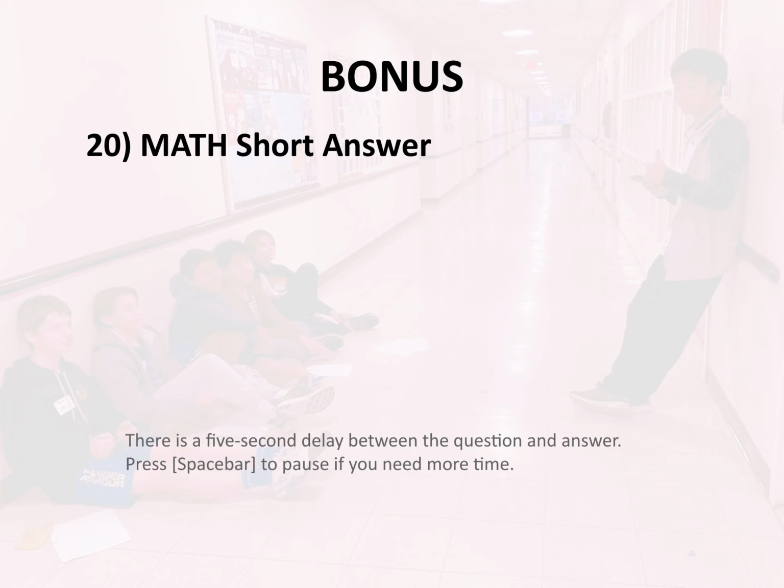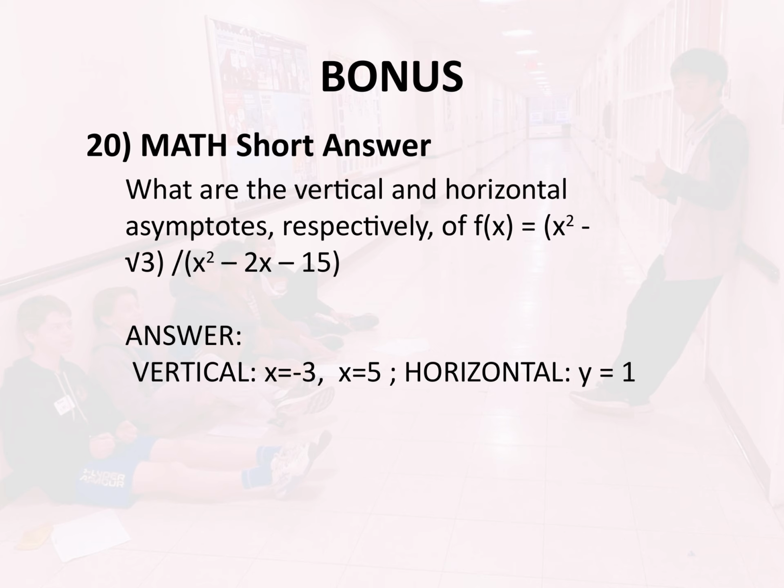Bonus, 20. Math. Short answer. What are the vertical and horizontal asymptotes, respectively, of f of x equals the fraction with numerator x squared minus the square root of 3 and denominator x squared minus 2x minus 15? Answer. Vertical x equals -3, x equals 5, horizontal, y equals 1.